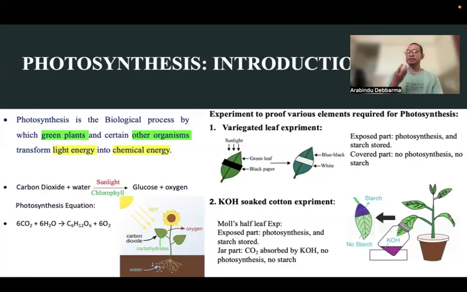Now, during photosynthesis, the glucose produced in the plant is not kept in the form of glucose, but a number of molecules of glucose are joined together. Hundreds to thousands of glucose molecules are joined together, and they are stored in the form of starch in the leaf or in various parts of the plant, especially in the vacuoles of the cells. That starch will be stored.